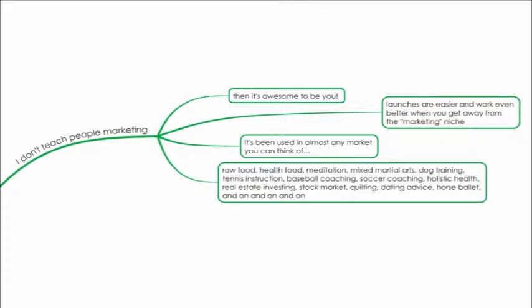It's a lot easier if you're teaching people about growing daffodils. It's a lot easier if you're teaching people about playing guitar, if you're teaching people about meditation. Much, much easier if you're in those markets. And frankly, it's been used in almost any kind of market. I've listed just a few of them: raw food, health food, meditation, mixed martial arts, dog training, tennis instruction, baseball coaching, soccer coaching, holistic health.